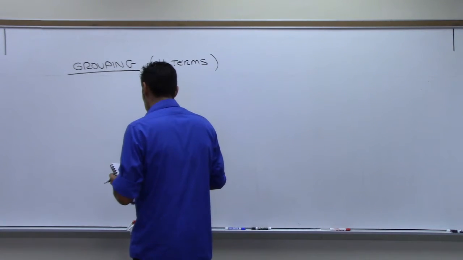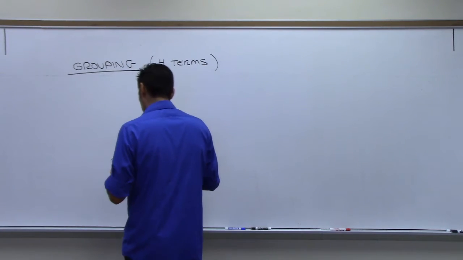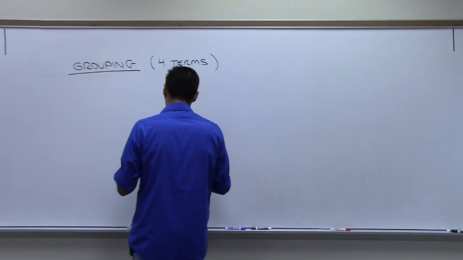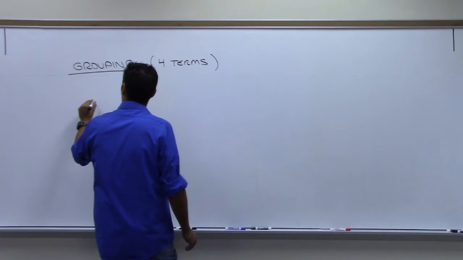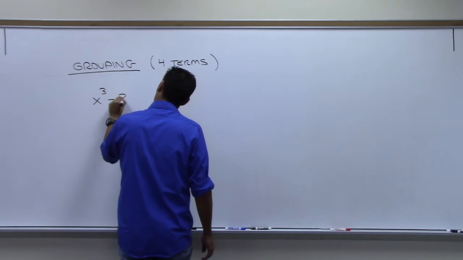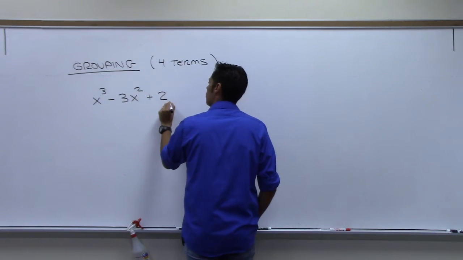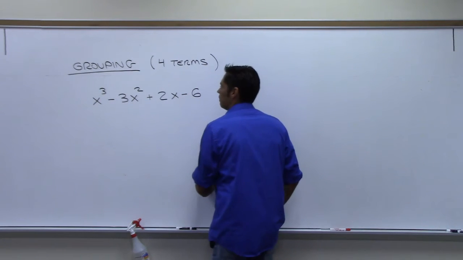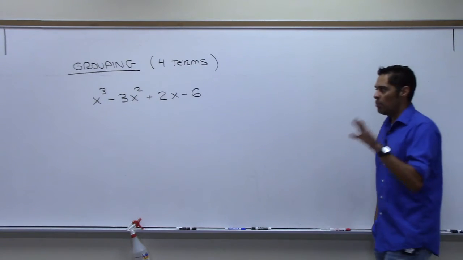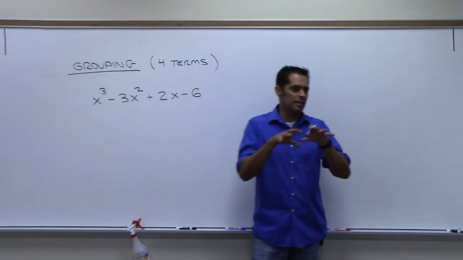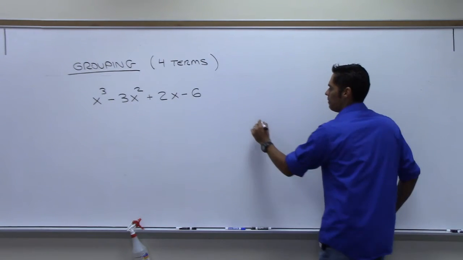So let's do this. I want to start off a little easier. Okay, I'll just make it up. X cubed minus 3x squared plus 2x minus 6. I would like for us to factor this. So when we say factoring, factoring means turning addition and subtraction into multiplication. That's factoring. It's the opposite of this.